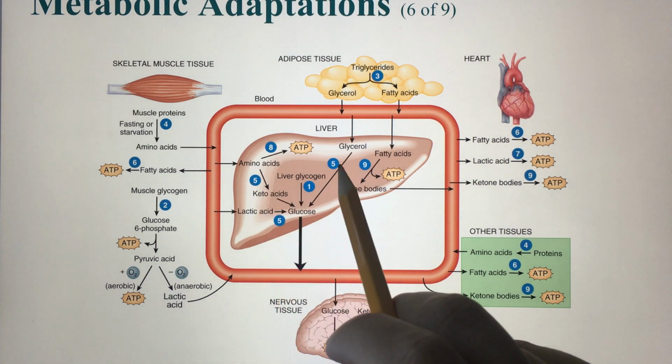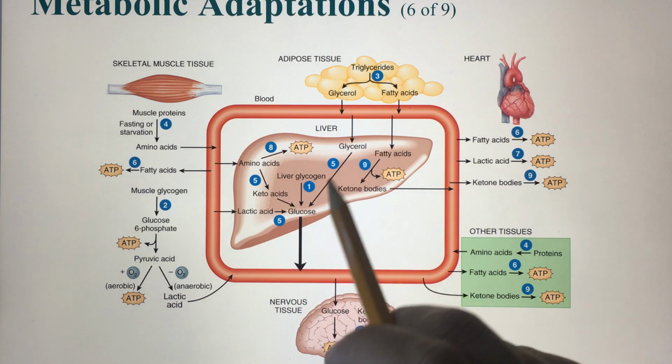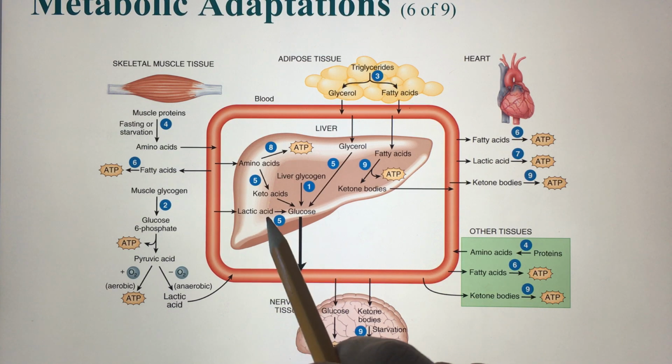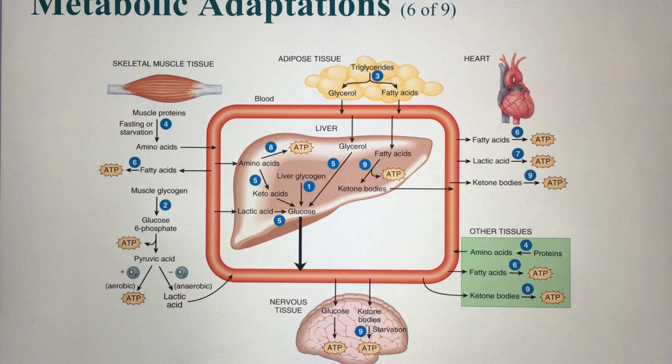Number 5, we went over that. This is the conversion of amino acids or glycerol into glucose, called gluconeogenesis. Lactic acid converted to glucose is also gluconeogenesis. So number 5 shows gluconeogenesis, as well as number 1.